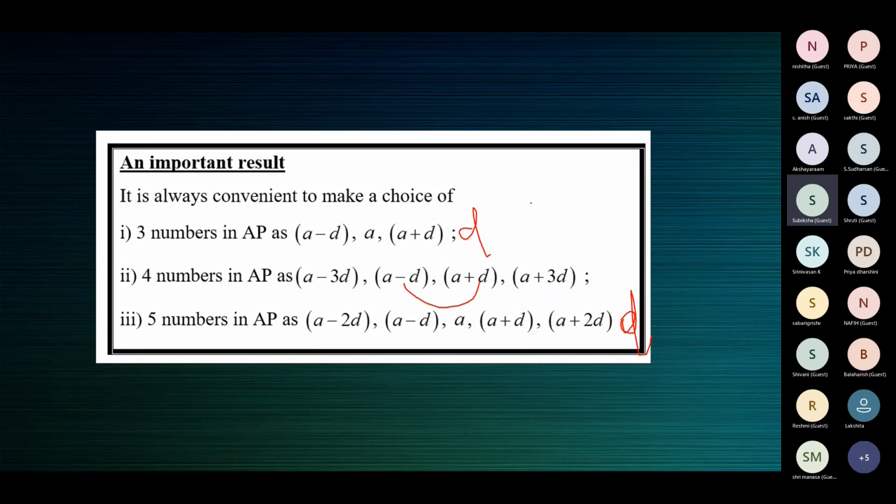Take up any 2 terms and subtract. Just A plus D minus A minus D. This is one term, this is the preceding term. You should write a term and its preceding term and find the difference. So it will be A plus D minus A plus D. A plus A cancels, D plus D is 2D.